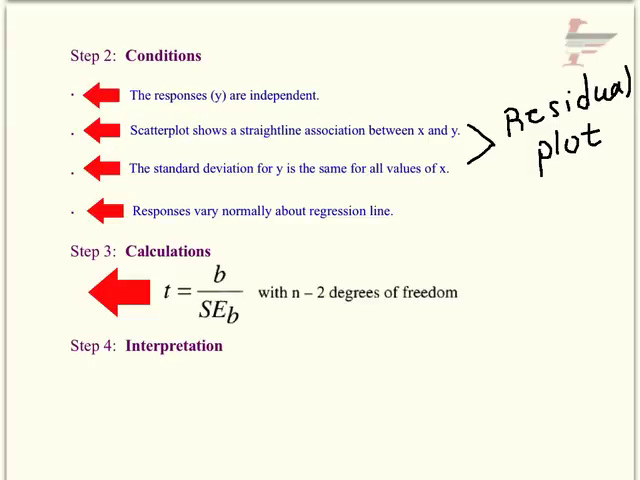And then the last one, your response varies normally about the regression line. For that one, you're going to do some sort of univariate plot on your residuals, like a box plot or a histogram, just to see if that appears to be normal. So it's a lot of work. That's probably the hardest part about the whole inference procedure. Think of the four steps: you're stating the hypotheses, you're checking your conditions, and step 3 is your calculation, which actually is quite simple.